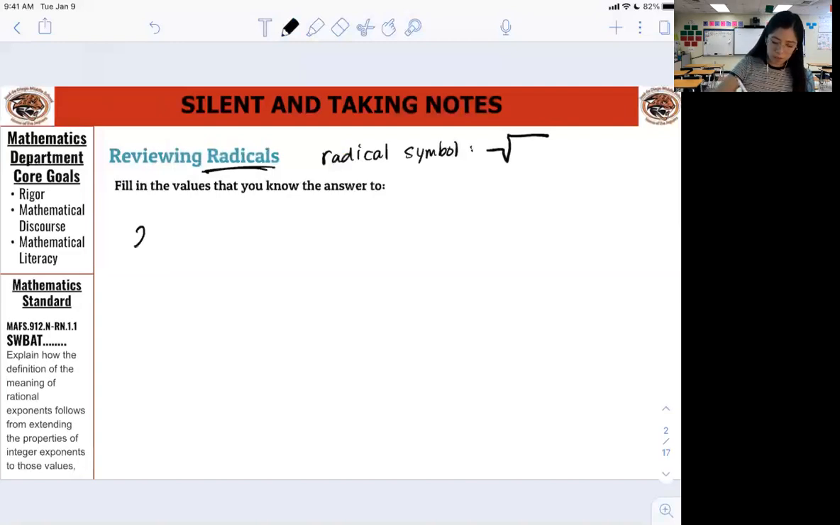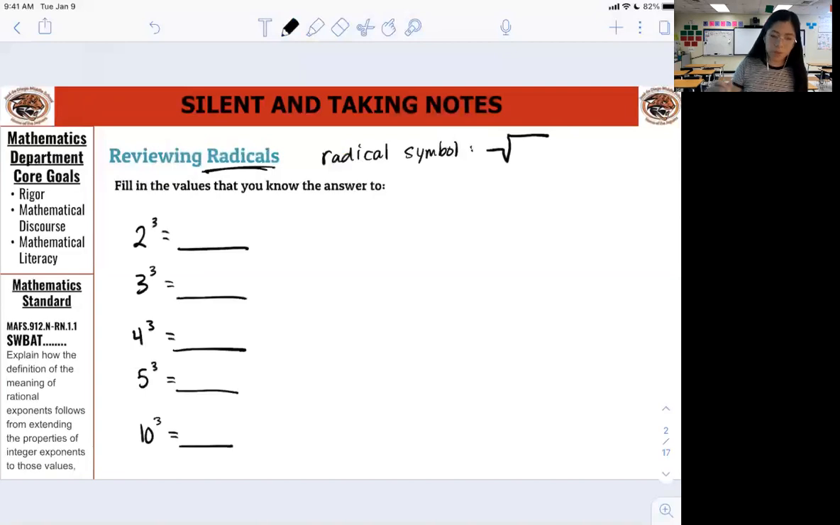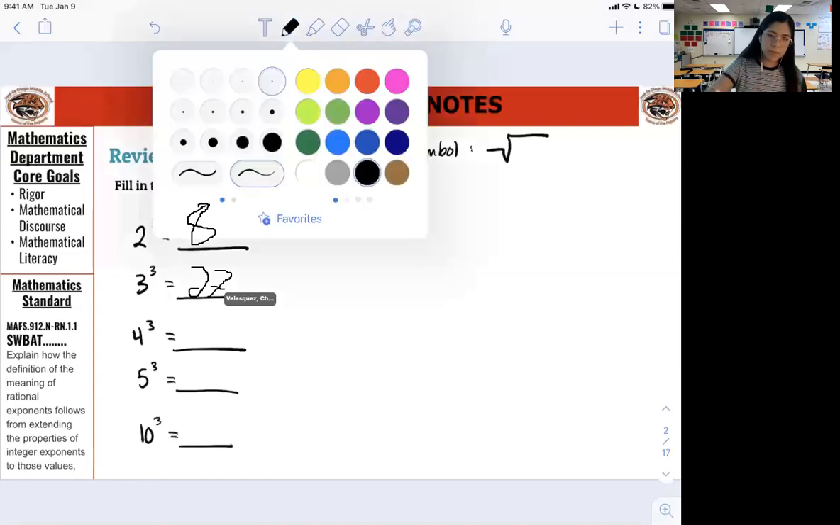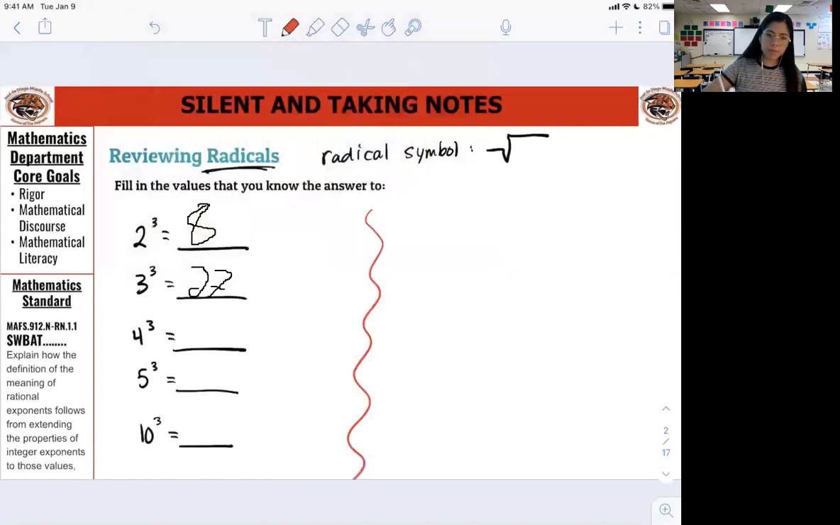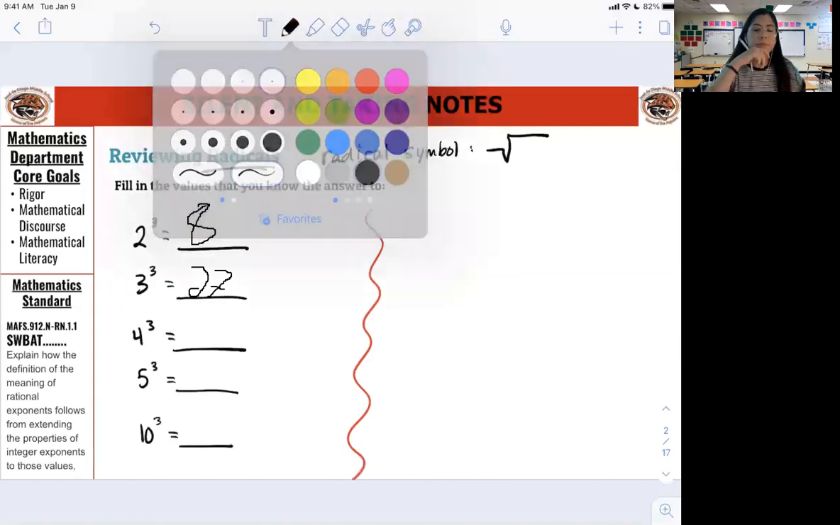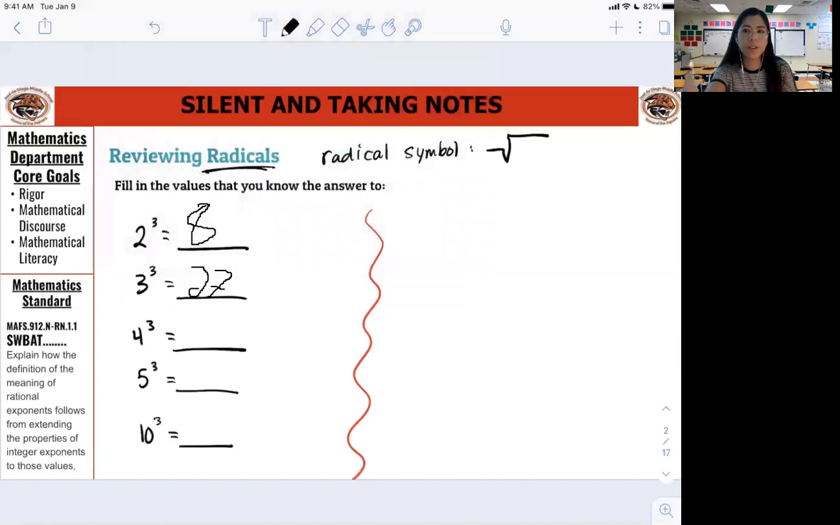So 2 to the power of 3, 3 to the power of 3, 4, 5, and 10. The rest don't come up that often. It's not that you shouldn't know what they are, but you don't really need to have them memorized in the back of your head. So go ahead and fill in those. 2 to the power of 3. Good. Good. 8, 27. What's 4 to the power of 3?